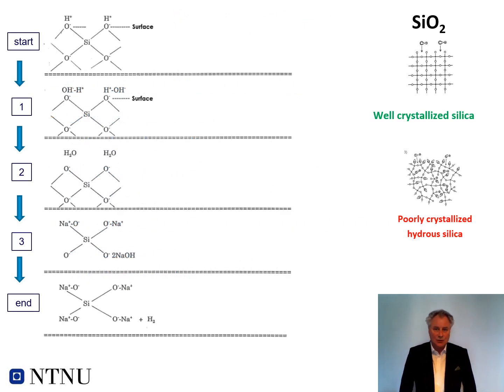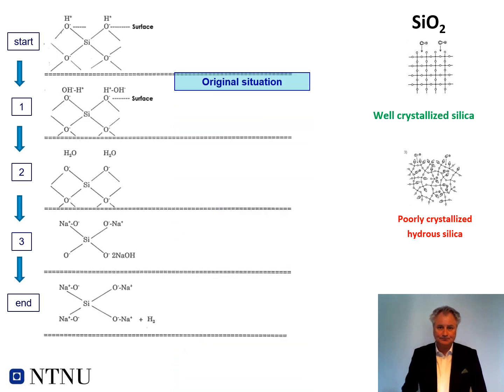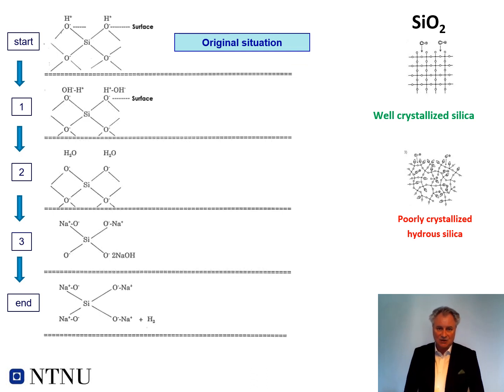If we try to go through the reaction briefly, we're starting with a SiO2 crystal, which is in an aggregate, which is within the concrete or in the cement paste. And the SiO2 crystal is on the surface balanced with the H+ ion. That's the starting point. So that's the original situation.